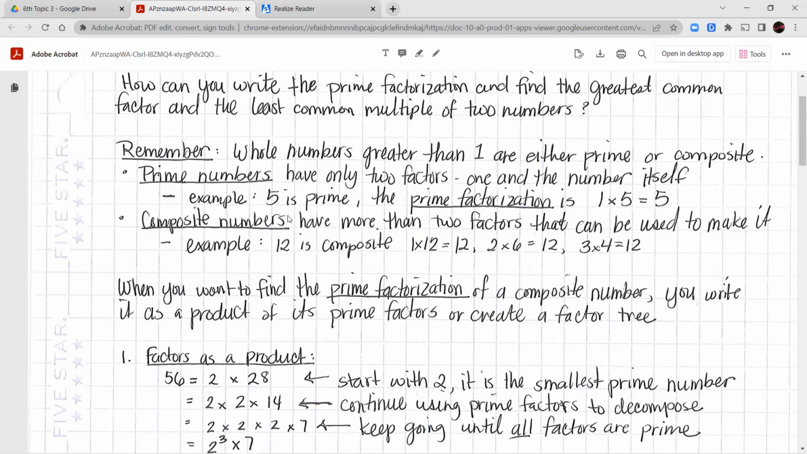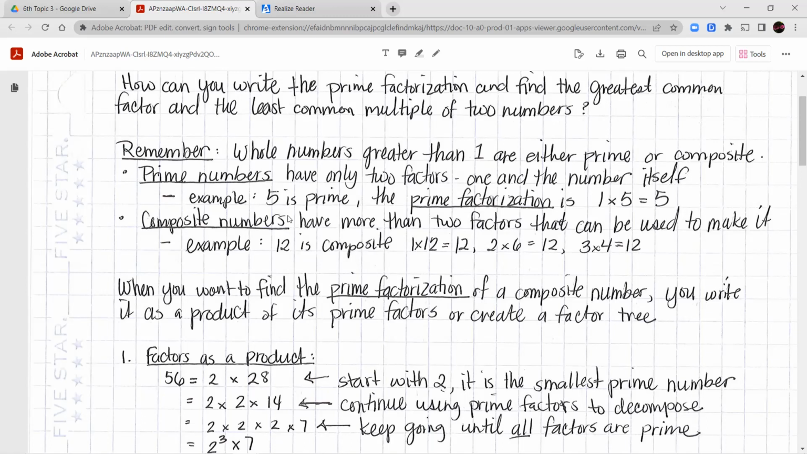Now, on the other side, composite numbers have more than 2 factors. So just like we said, 9 or 15, or here in our example, we have 12. There's multiple ways to make it with a lot of different numbers. You're not stuck with just 1 times the number itself. So we can make 12 by saying 1 times 12. We can do 2 times 6. We can do 3 times 4. Here you can see we have multiple options to pick from. So that's what makes it a composite number.